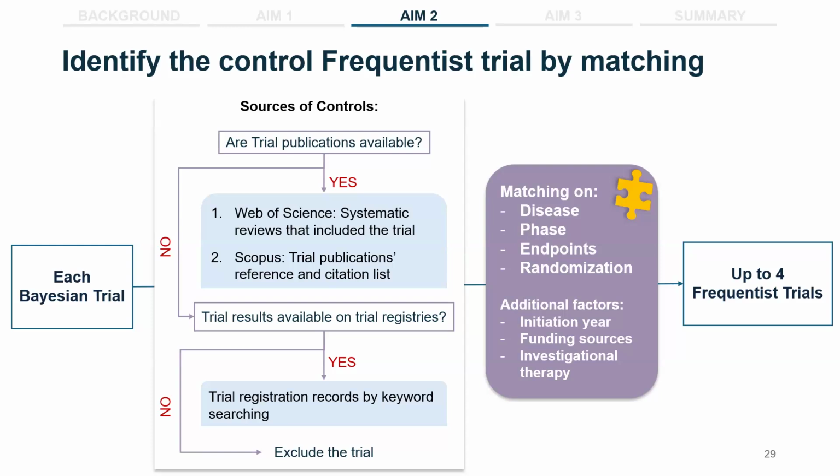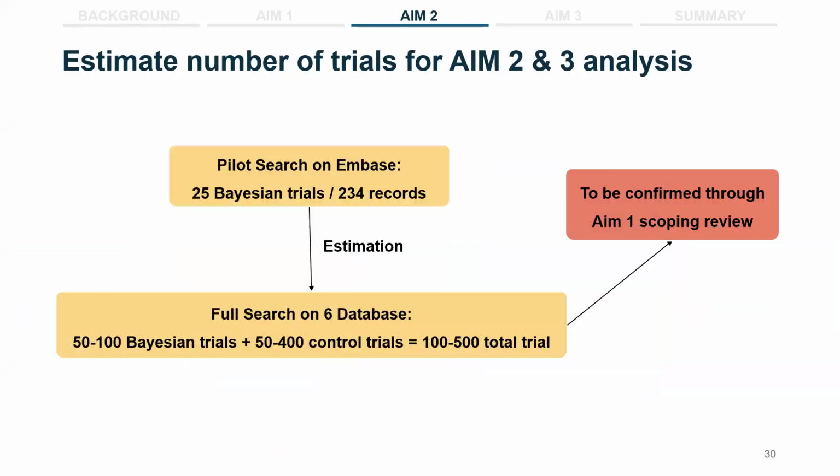If the Bayesian trial has no publication available, then we will go to the trial registration records where we find the Bayesian trial to identify the control frequentist trials. And if that is also not available, then we will have to exclude the Bayesian trial as well. From a pilot look on Embase, we found 25 Bayesian trials out of 234 records. So as a rough estimate, we will have 50 to 100 Bayesian trials and 100 to 500 trials in total.